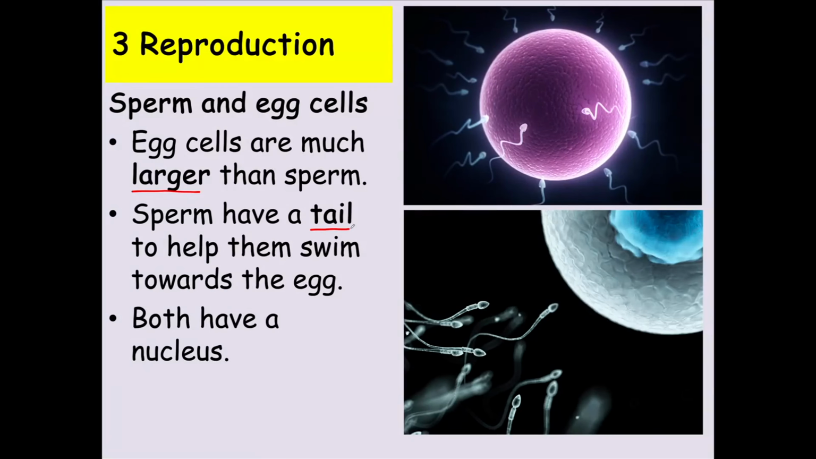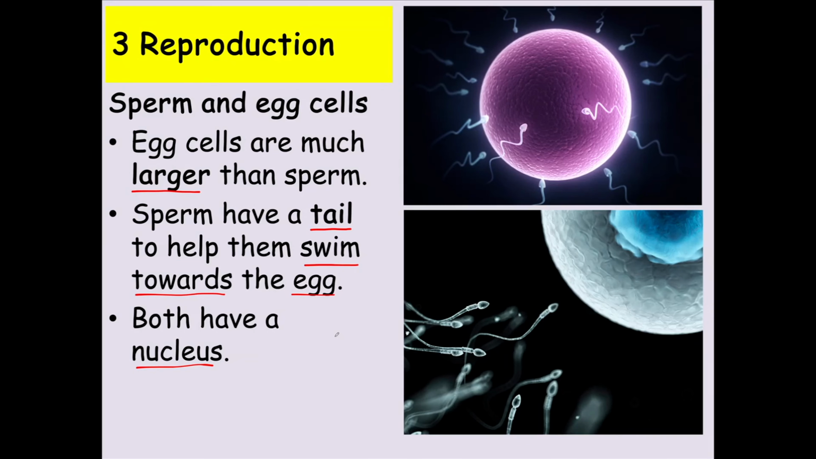So what do you need to know for your exam? Well, you need to know that sperm have a tail, and that tail is going to help them swim towards the egg. We can see that here in these images, that tail that comes out the back of each of those sperm, and that helps to propel them forward. Now, both of these cells have a nucleus. We can see the egg nucleus over here in this image, and we can see the sperm nucleus is in the head of the sperm. So the nucleus is in here within the head, and the egg nucleus is right in the middle of it.